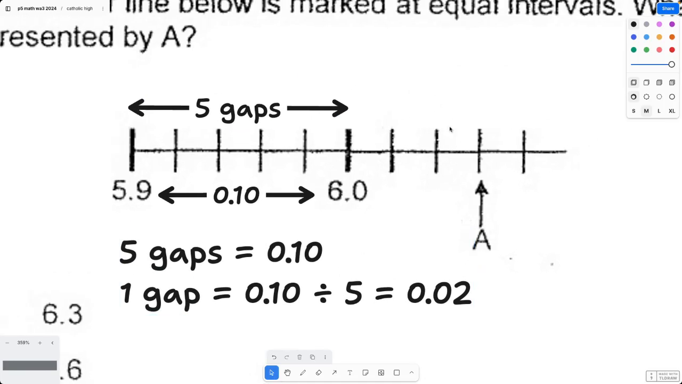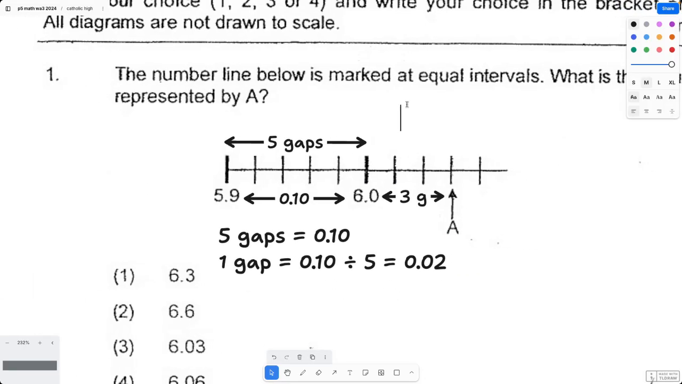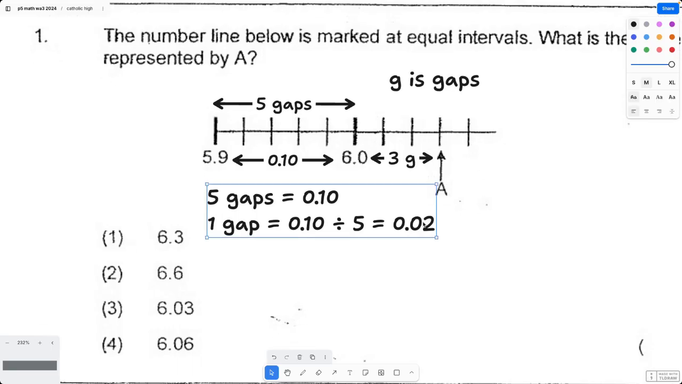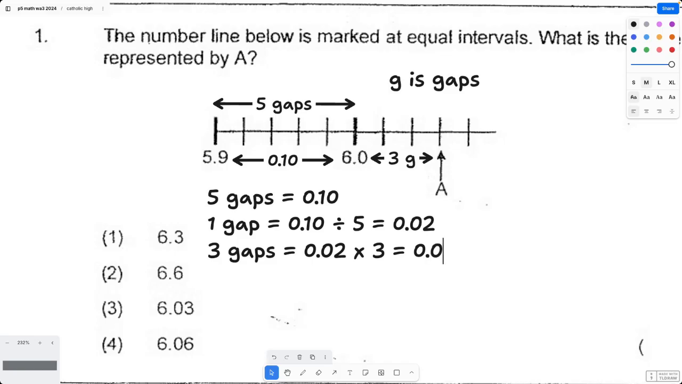Now we just need to find how many gaps there are from 6.0 to A. So let's count the number of gaps. We have 1, 2, and 3. So between 6.0 and A, there are 3 gaps. I'm going to put 3G, where G is gaps. So 3 gaps is equal to 0.02 times 3. This will give us 0.06.